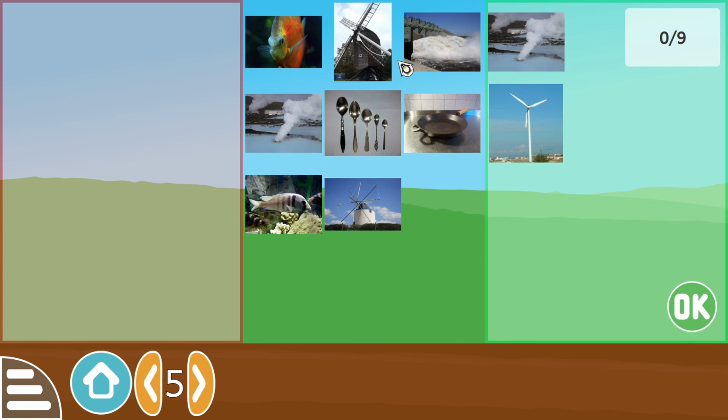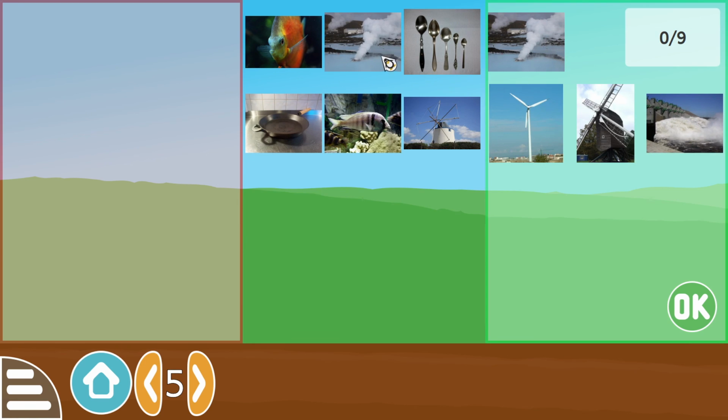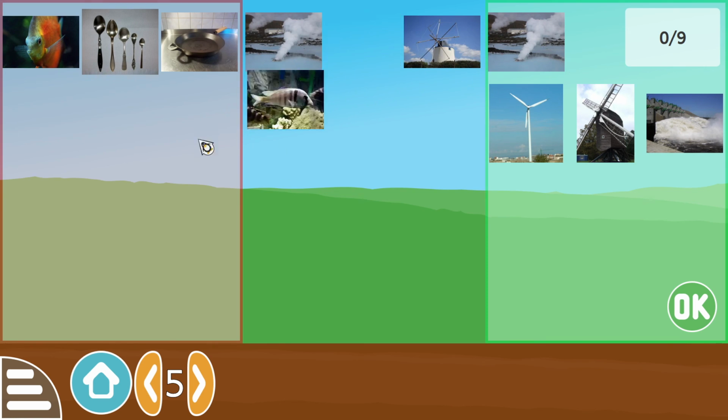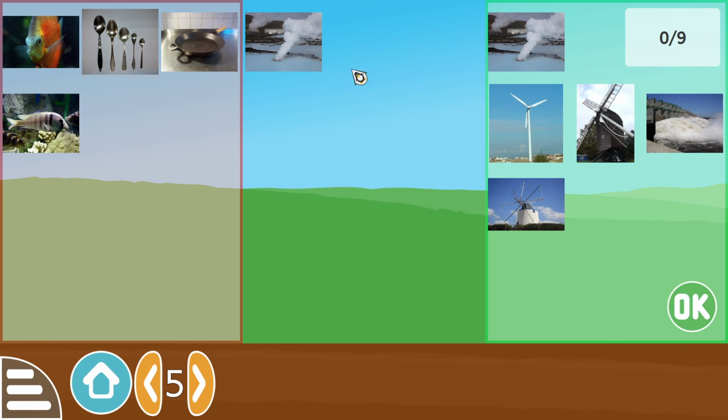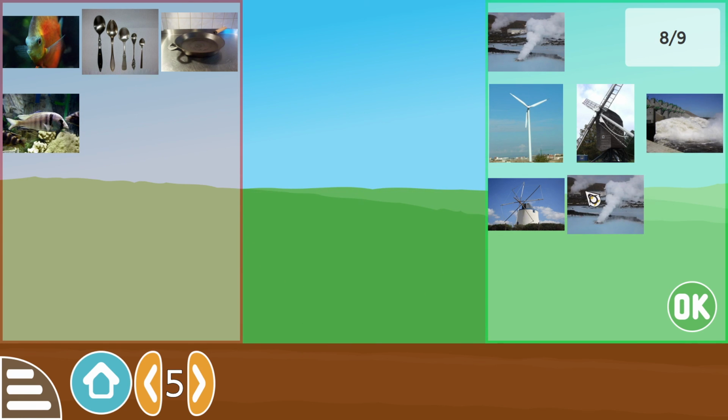So we've got a newer wind turbine there. We've got a dam. The geyser might be, depending on whether it's considered geothermal or not. The fry pan and fish certainly isn't. I'll put the wind here, but I'm going to put the geyser here. I'm not certain everything's right, but it looks like it is.